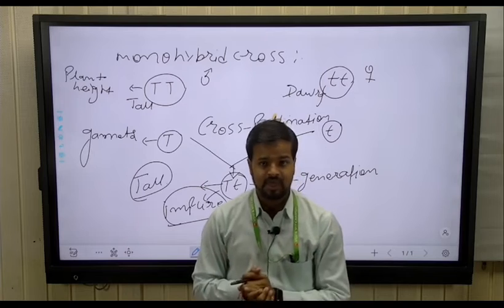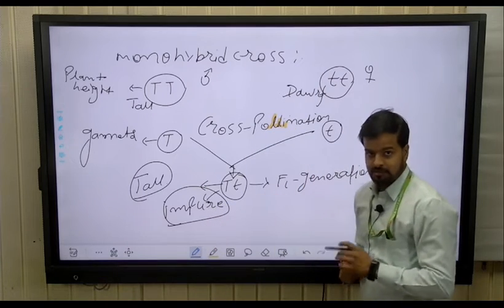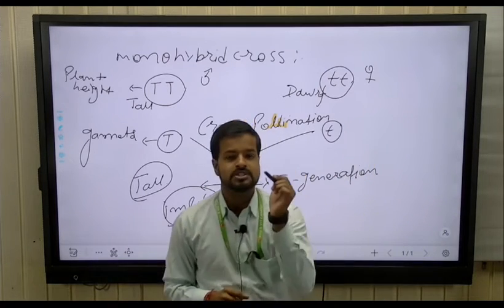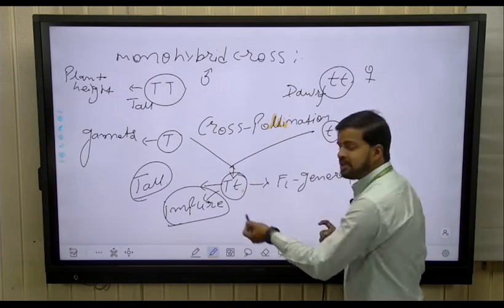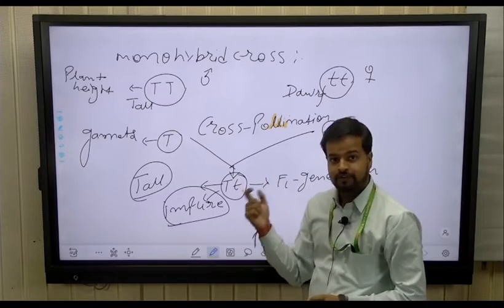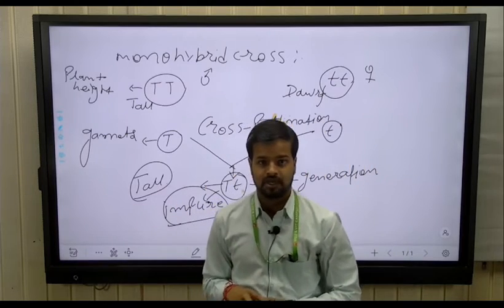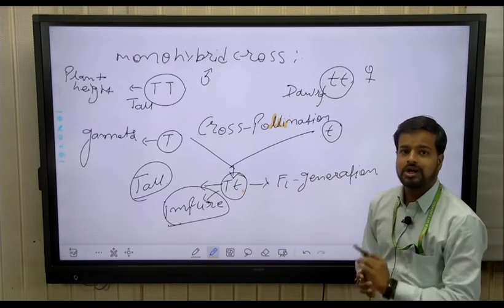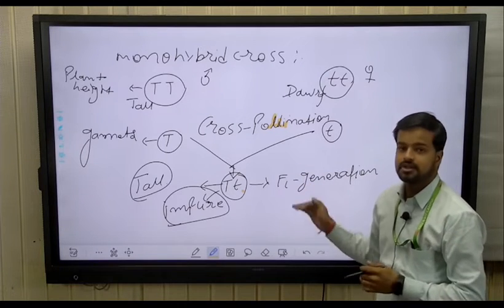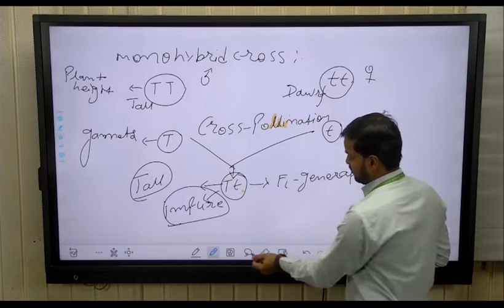Is it clear? After obtaining the F1 generation, what did Mendel do? Mendel did self pollination. That means Mendel pollinated the F1 generation plant with F1 generation. Students, draw this diagram. After that we draw another outline diagram for the F2 generation.